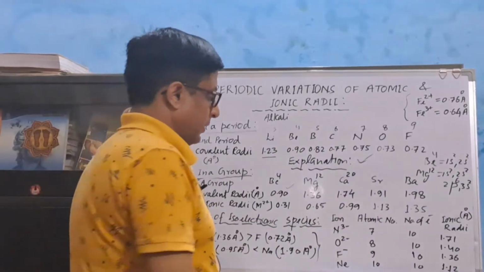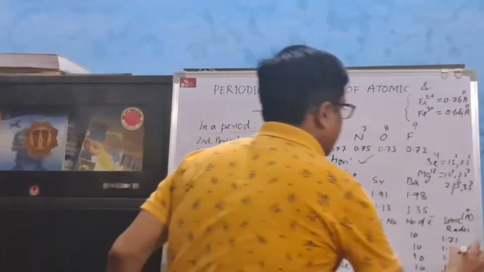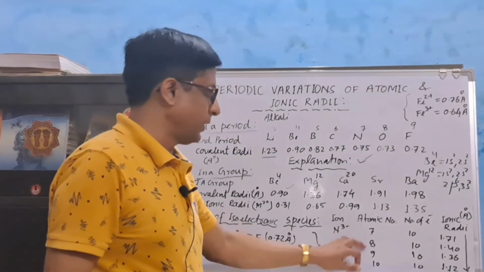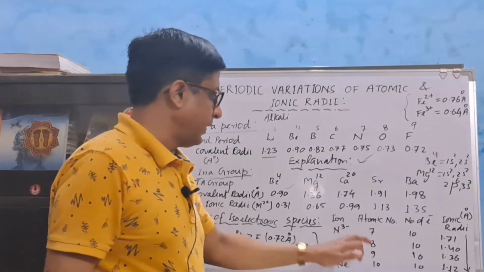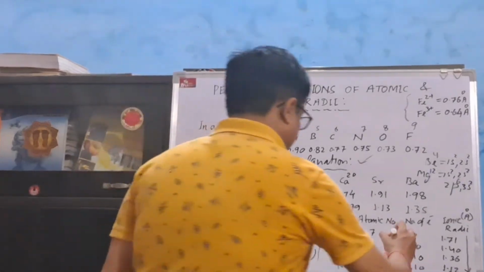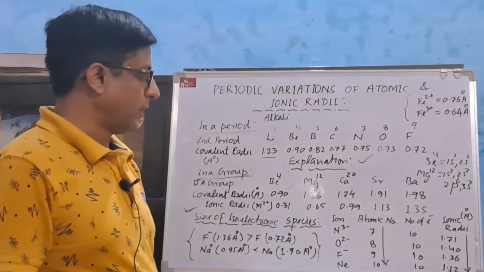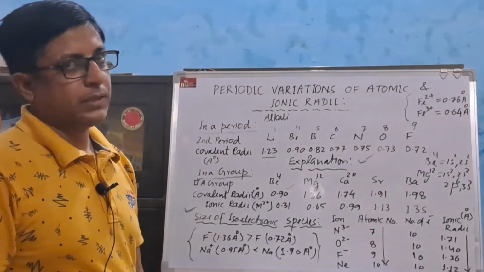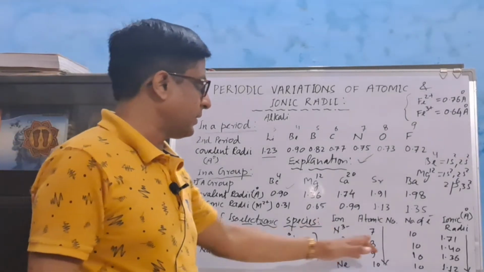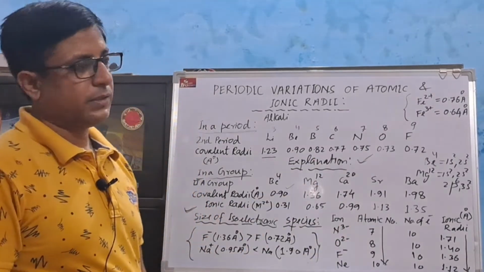If we take the ionic radii of these isoelectronic species, we see that the ionic radii go on decreasing with increase of atomic number: 7, 8, 9, 10, in case of neon it is 10. Thus we see that when we increase the atomic number of isoelectronic species, the ionic radii go on decreasing, the size decreases. This can be explained on the fact that in each case the number of electrons are same, but the nuclear charges are different.